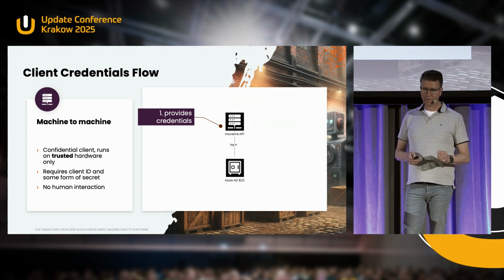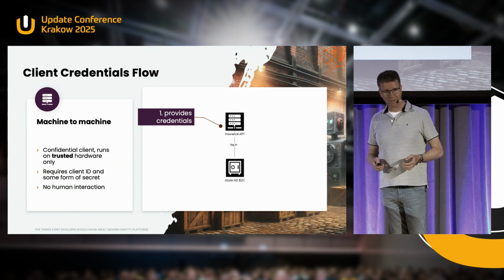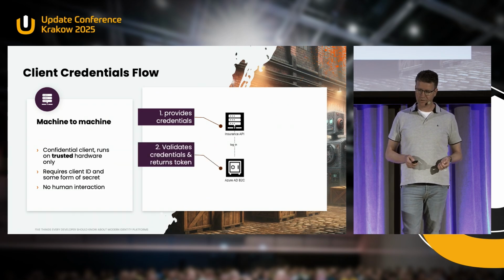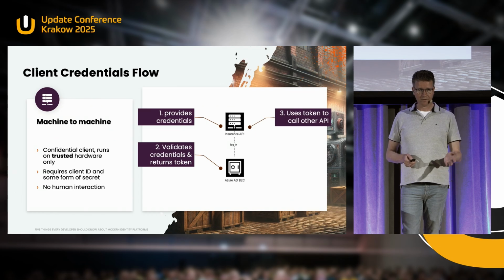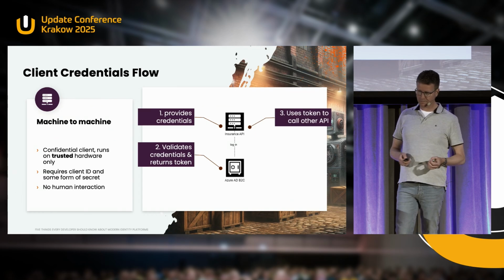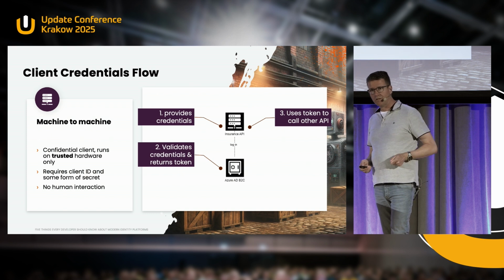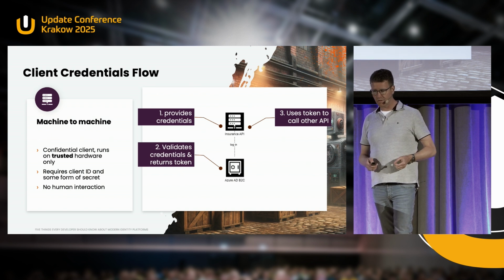The way this works, the application itself provides credentials directly to the IDP, and the IDP will validate those credentials, of course, and if they check out, it will return something called a token back to the API, so that the API can use that token to access that resource server somewhere.